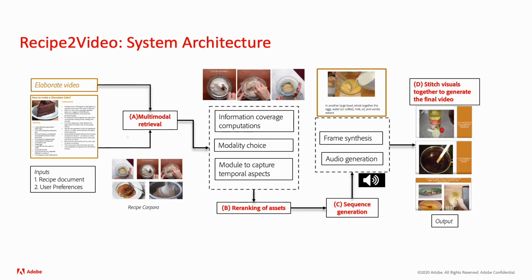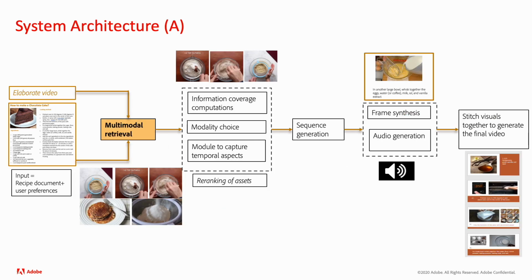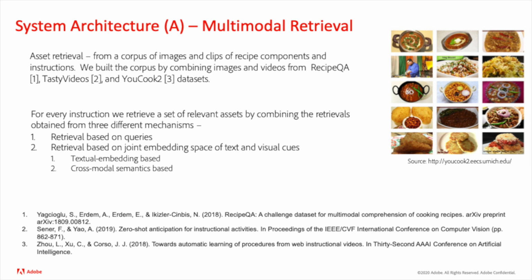This is the system architecture of Recipe2Video. We will discuss each of the highlighted modules in detail and will consider a chocolate cake recipe as an example for our presentation. The multimodal retrieval module. This module focuses on retrieving relevant images and assets on videos for each instruction in the recipe using two approaches: by learning a joint embedding space for visuals and text, and by using an indexing-based retrieval method.